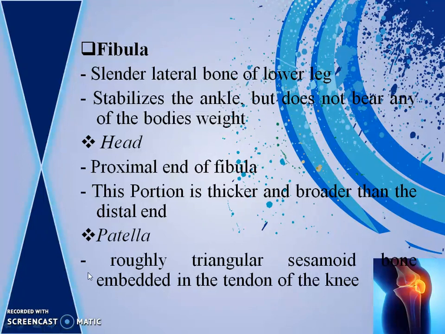The next one is the patella or the kneecap. It's a small triangular bone located anterior to the knee joint. The broad proximal end of this sesamoid bone, which develops in the tendon of the quadriceps femoris muscle, is called the base. The pointed distal end is referred to as the apex.